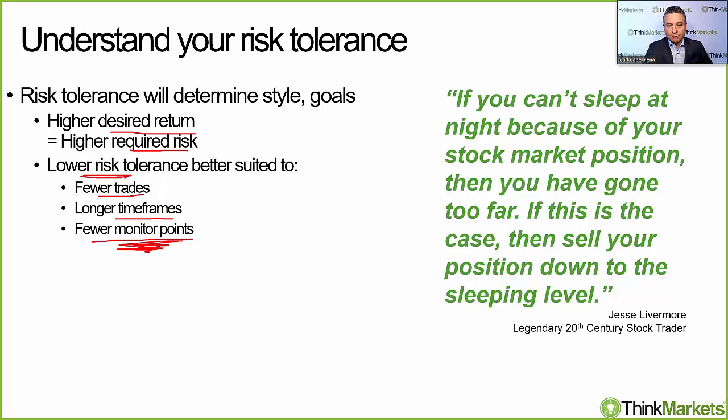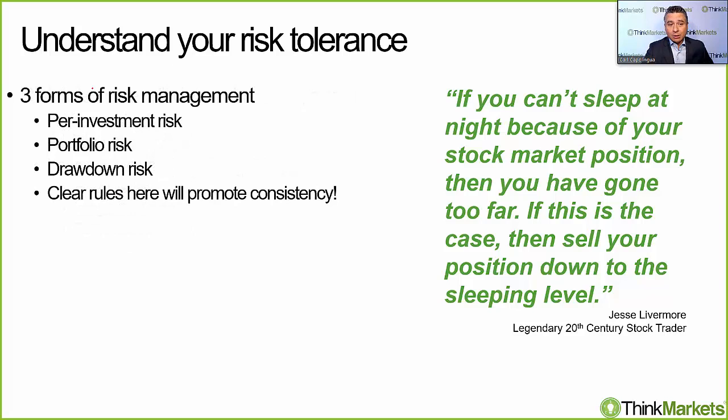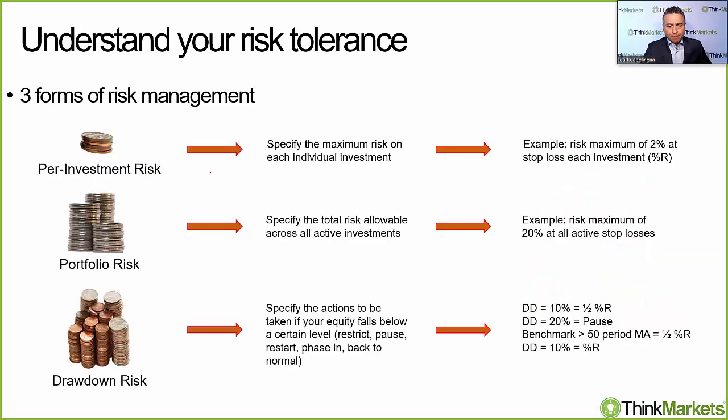In terms of risk management, there are three very important factors we need to consider: how much we're going to risk on each individual trade, how much we're going to risk at any one time on our portfolio, and how much we can withstand in terms of a period of poor performance. That is our drawdown. The definition of drawdown is the degree of underperformance over a period of time. Clear rules here will promote consistency. Let's have a look at some examples.